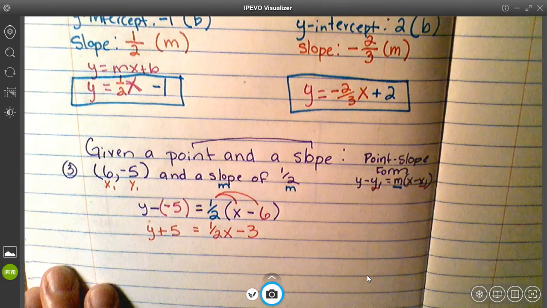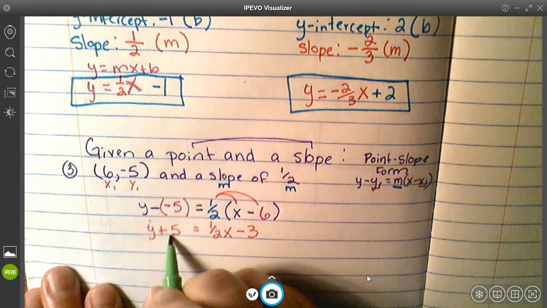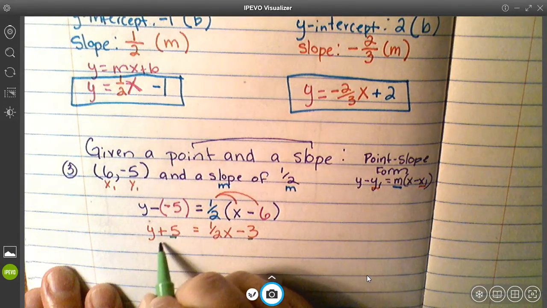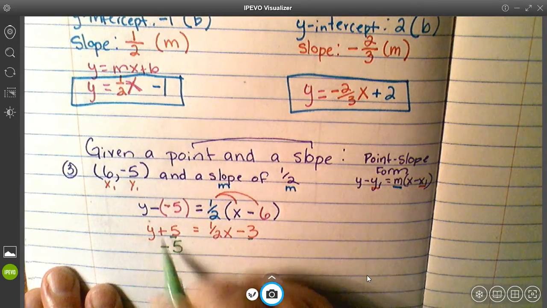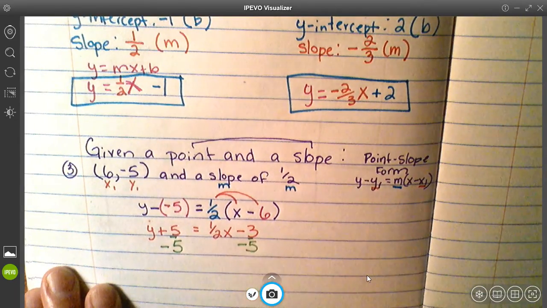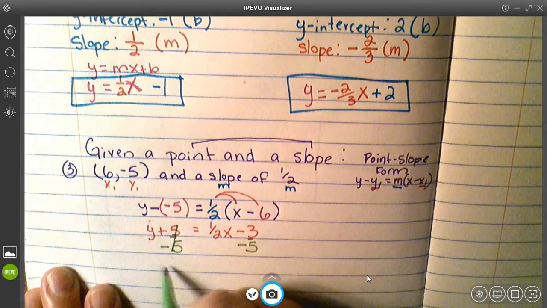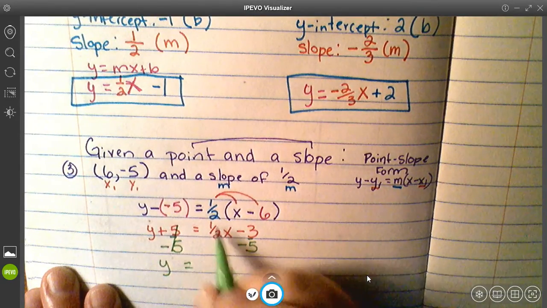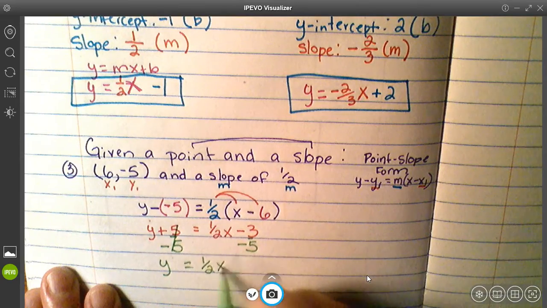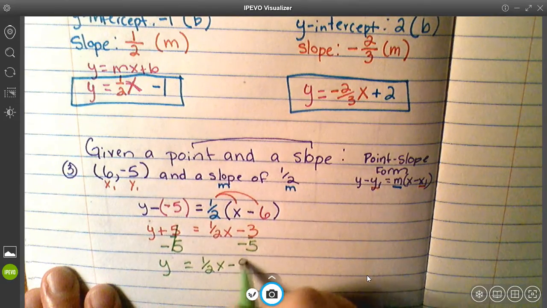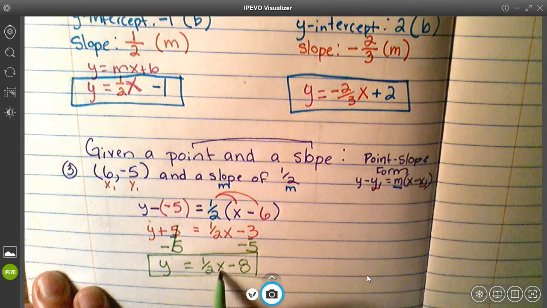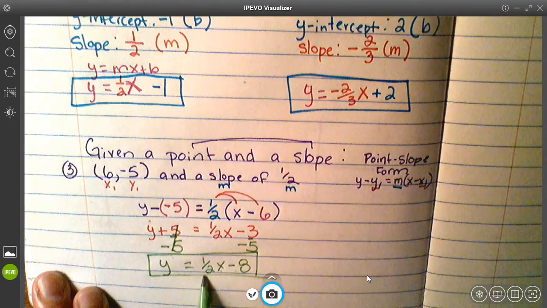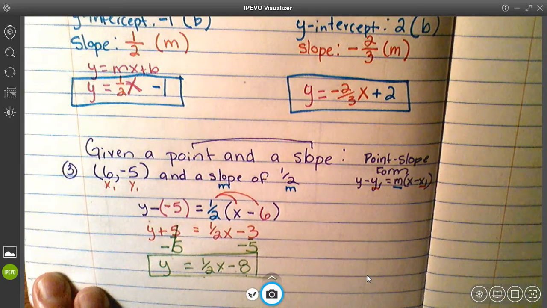And then if I combine my like terms, put my like terms together, I have a number here and a number here. So I'm going to do the opposite of add. Don't forget when we're solving, we do the opposite. And I will subtract my 5. So I have y equals 1/2 x. Negative 3 minus 5 is negative 8. And here is my y equals mx plus b. So I have a slope of 1/2 and a y-intercept of negative 8.